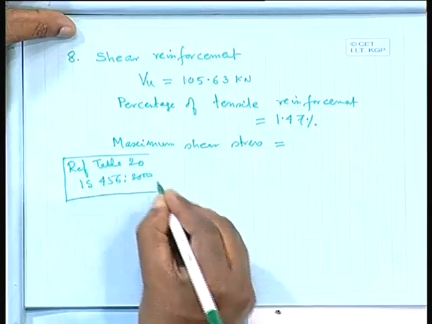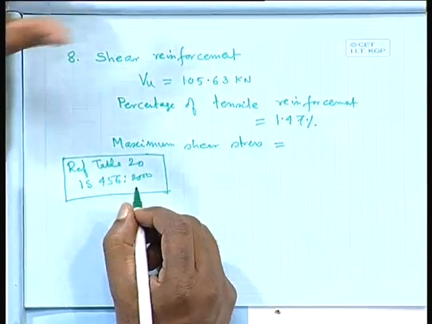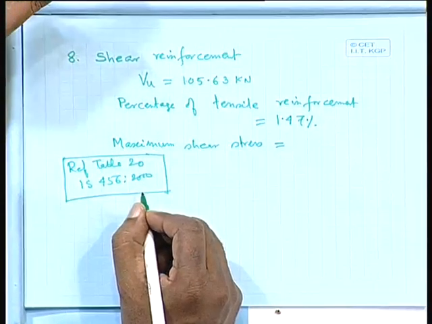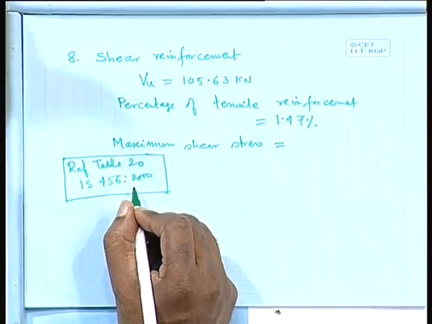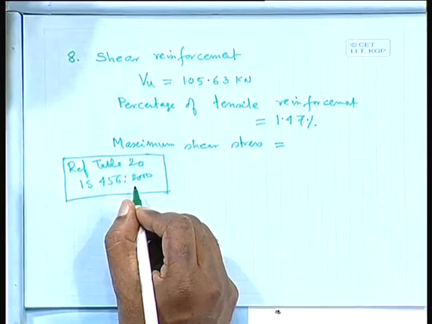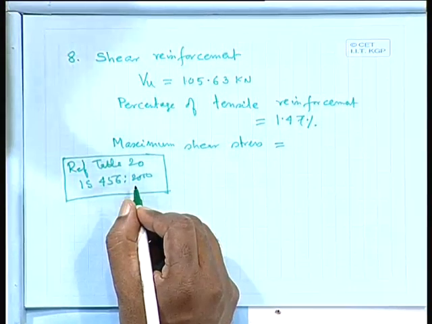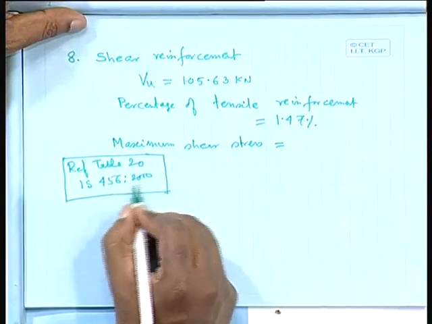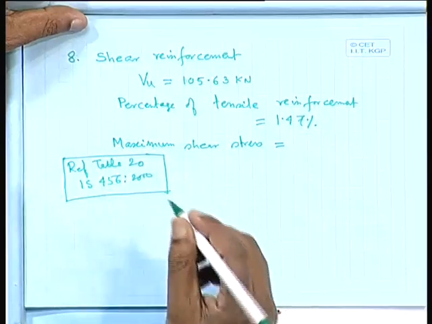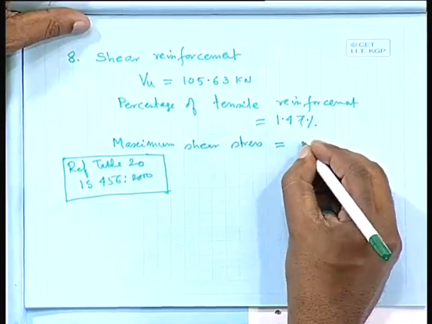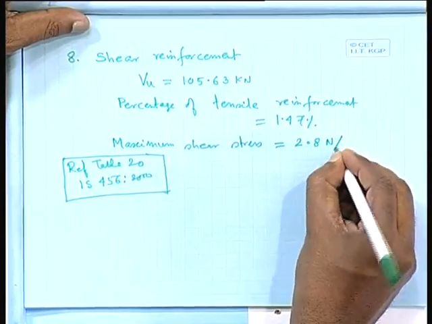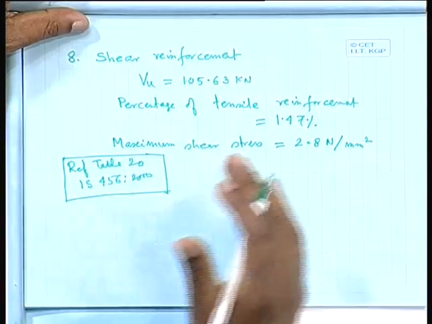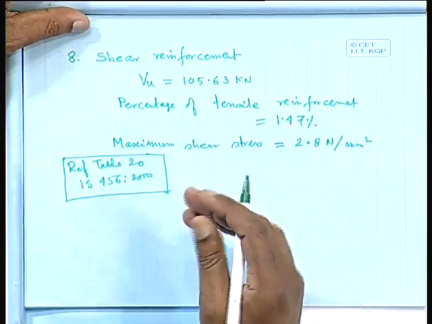And you should always mention that whenever you are mentioning that code, you also mention the year, because there are so many revisions. So, 1978 IS 456 may have some other number. So, immediately you have to mention the year also, otherwise it is not complete. That is why you should always mention the year of publication, when it is revised. So, maximum shear stress we are getting 2.8 Newton per square millimeter. That means, if our nominal shear stress comes more than that, then we have to change the section.